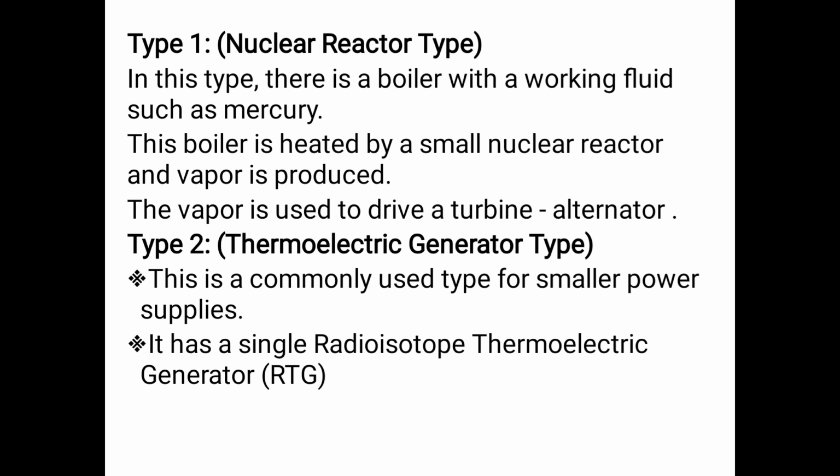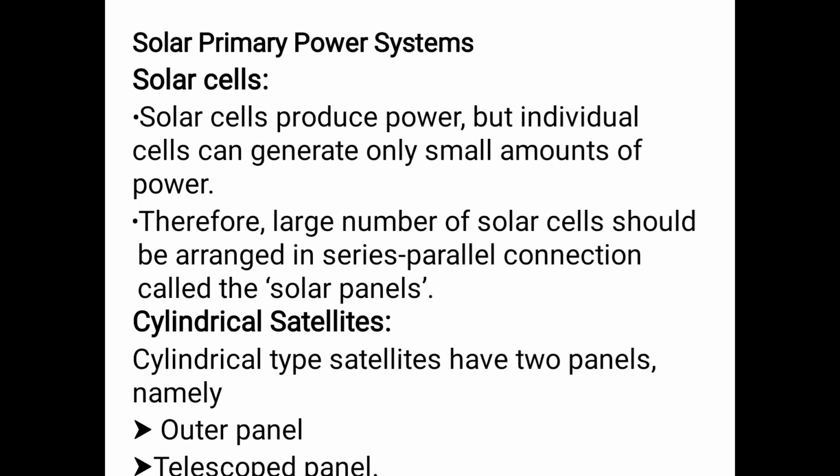In this type, there is a boiler with a working fluid such as mercury. This boiler is heated by a small nuclear reactor and vapor is produced. The vapor is used to drive a turbine and alternator. Type 2, thermoelectric generator type. This is the commonly used type for smaller power supply. It has a single radioisotope thermoelectric generator.